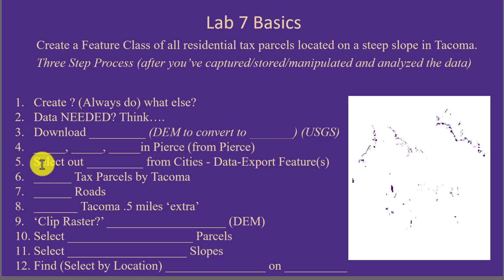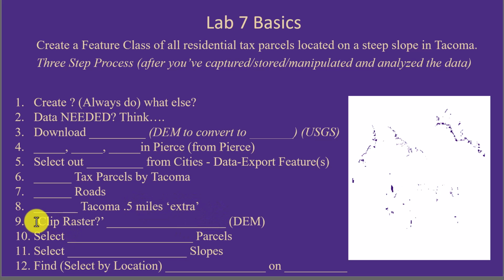In step 5, you'll select out a singular city from the cities layer, and hopefully you remember, or that flashes in your head, that you would data export features, because that's how you export a singular feature. We then would clip tax parcels by Tacoma, clip the roads, and then create a buffer around Tacoma of exactly 0.5 miles.